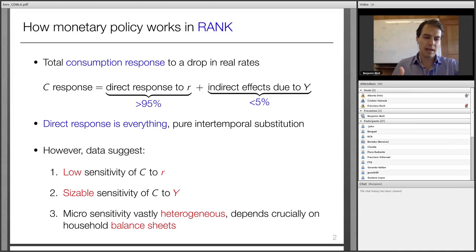Finally, there's also some evidence at the more micro level, which is that these sensitivities, both the sensitivity to interest rate changes and the sensitivity to income changes, tend to be vastly heterogeneous, and in particular they tend to depend on household balance sheets. To give you a simple example, in the US economy, there's a fair amount of households, like 10 or 20%, that just don't participate in asset markets. They don't hold any assets or liabilities. So it's not surprising that you'd expect they wouldn't respond to interest rate changes, and that's exactly what you see.